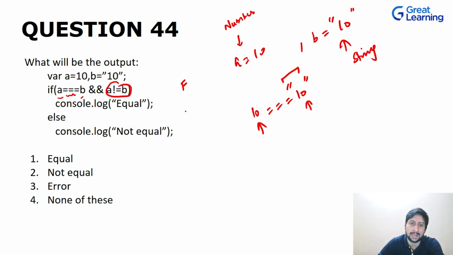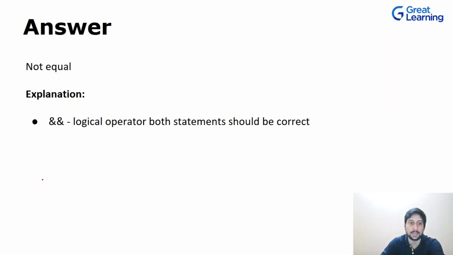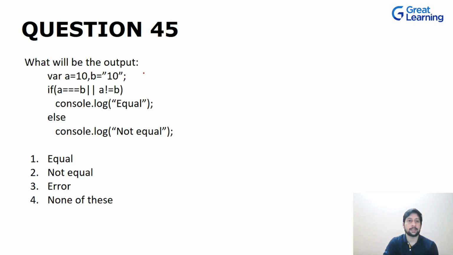That is the beauty of using logical AND. We only check the second condition if the first condition is true. In this case, it is false. So we'll not go here and we'll not check it. Because this is false, we go into the else part, which is not equal to, and we'll print it out. You see, the output is not equal to, because the logical AND operator checks if both the statements are true or correct. Okay. Now let's check the next question.